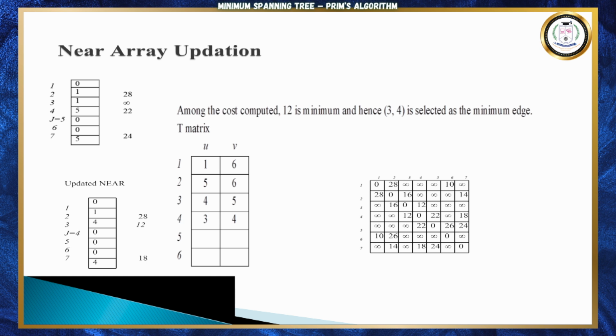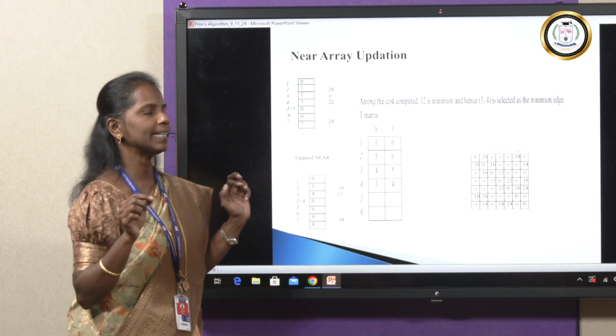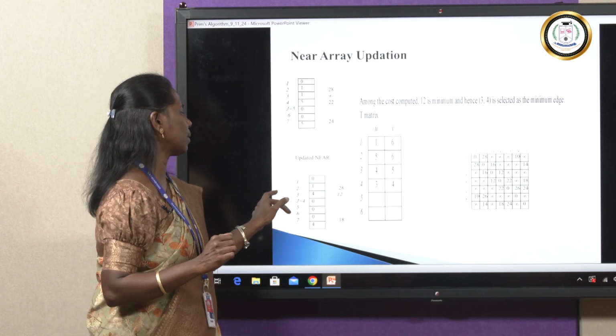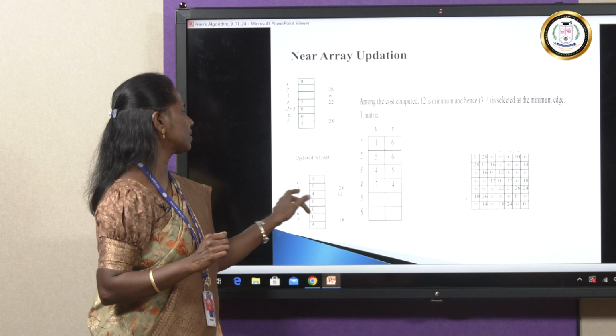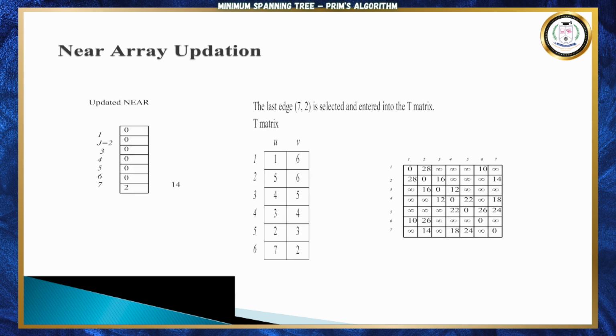Finally, 7, 5 is 24. 7, 4, if you see, 18. 18 is lesser. Put the entry. Out of this, which one is minimum? 12 is minimum. So, the edge connecting 3, 4, put the entry. Like this, we have to follow for the remaining things till we complete our T matrix, and the near array values will be 0.